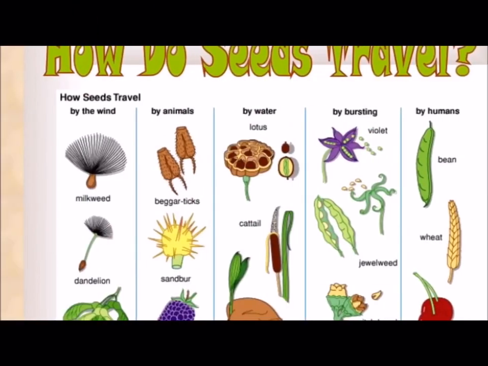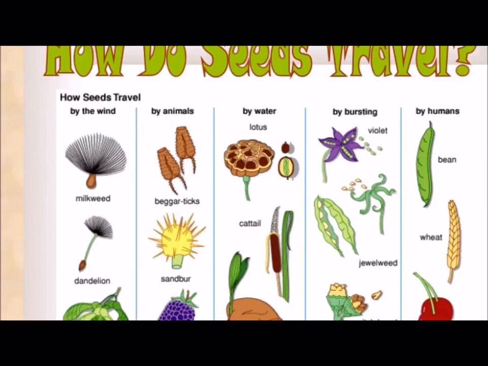Here's some more examples of seeds, how they travel by the wind. It's all the way on the left. You see some seeds travel by animals. And you see some seeds that travel by water. Here's some other kinds. I know you might have seen a cattail. And bursting is another fancy word for exploding or even dropping. You see violets there. You may not have known that.